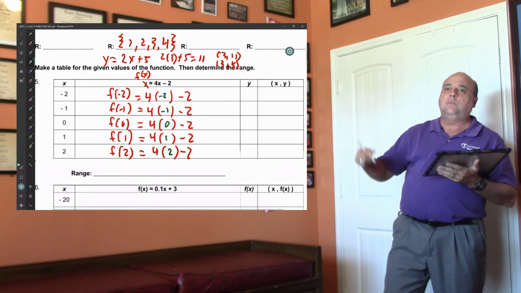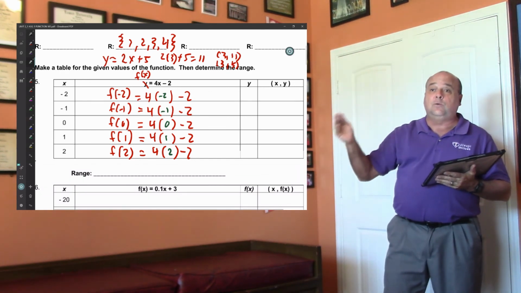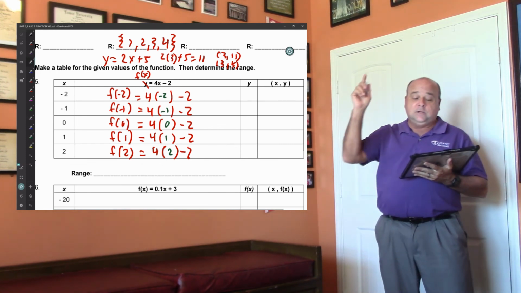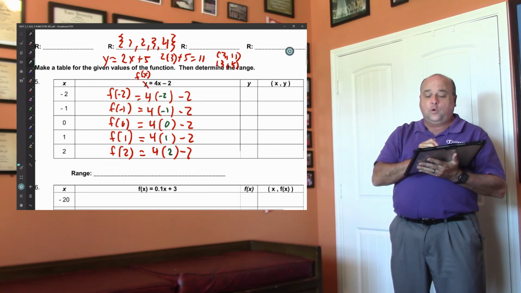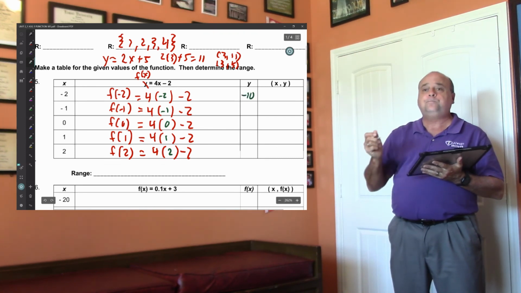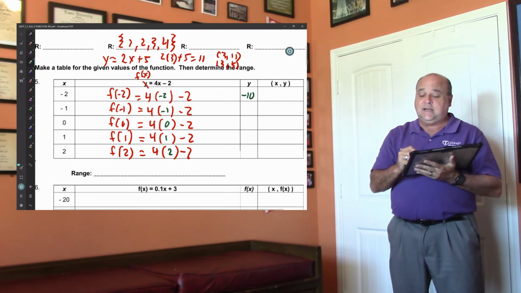4 would be the growing number, negative 2 would be the starting number, or 4 would be my constant rate of change, and negative 2 would be my y-intercept, would it? So let's just go through and start doing these. 4 times negative 2 is negative 8. Negative 8 minus 2 is negative 10. 4 times negative 1 is negative 4. Negative 4 minus 2 is negative 6.